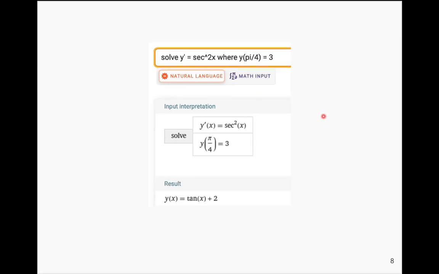Here's our second example. This is all just typed into Wolfram Alpha. I've given the initial value. Note that initial doesn't have to mean t equals 0. It's just the data that we initially know. Right? It's shown how it's interpreted the input, and it's interpreted it all beautifully. And here's the answer.